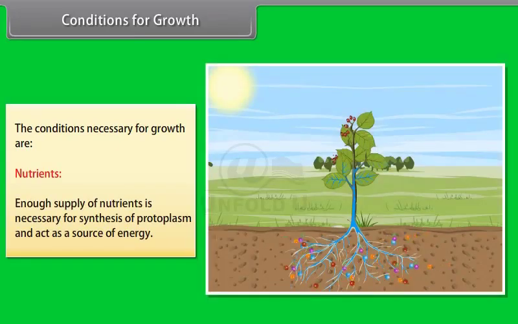Enough supply of nutrients is necessary for synthesis of protoplasm and acts as a source of energy. Water.